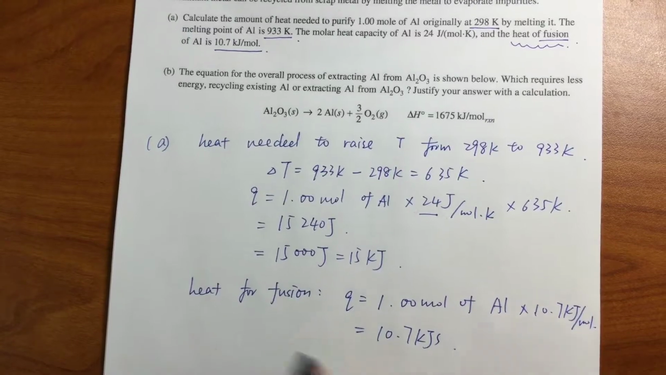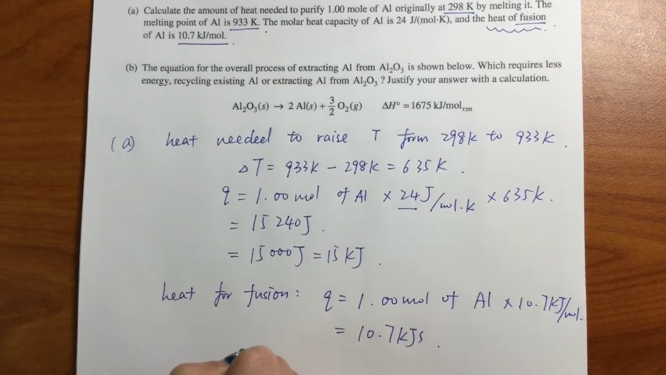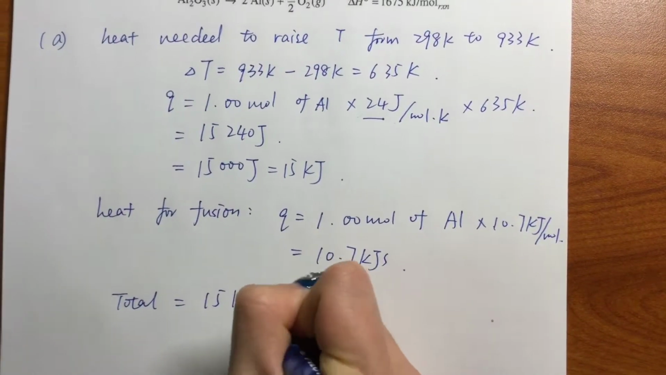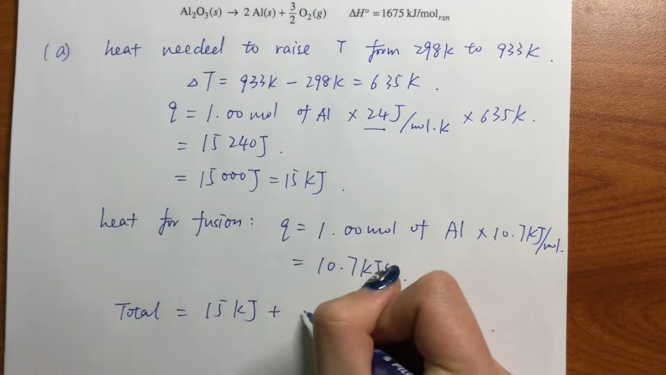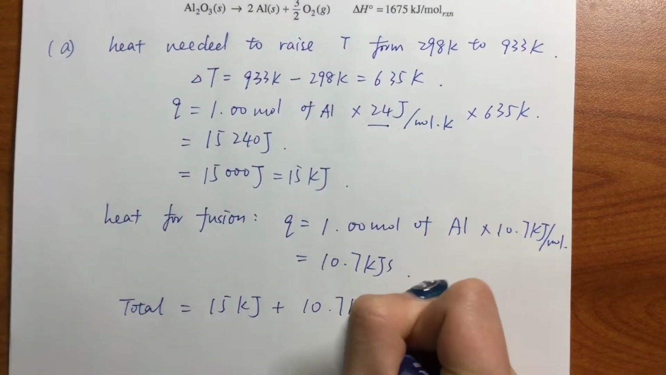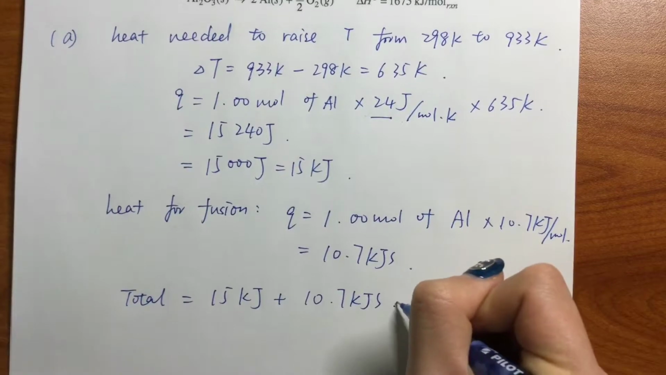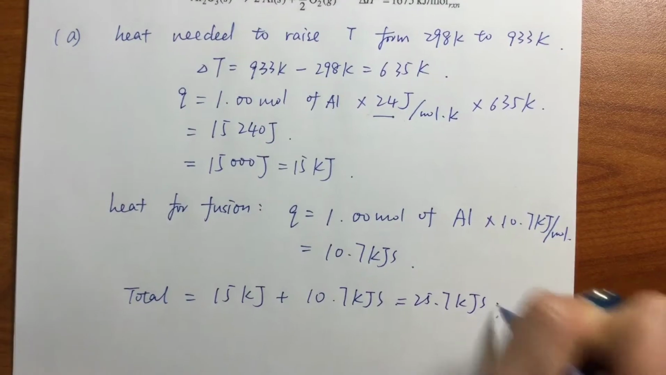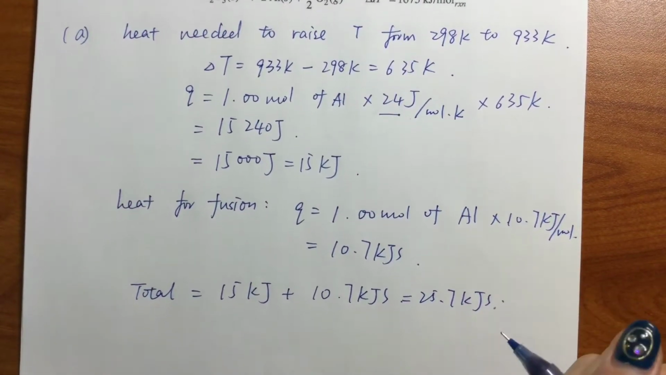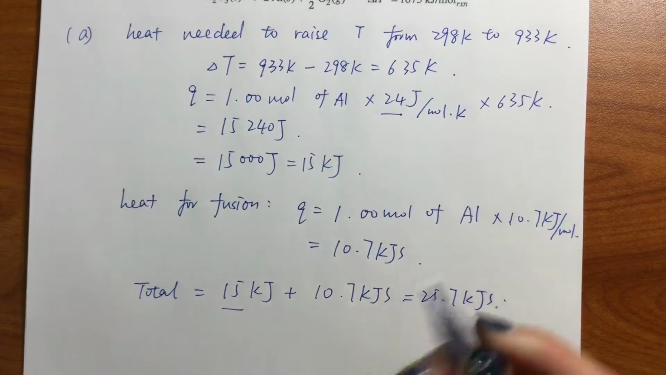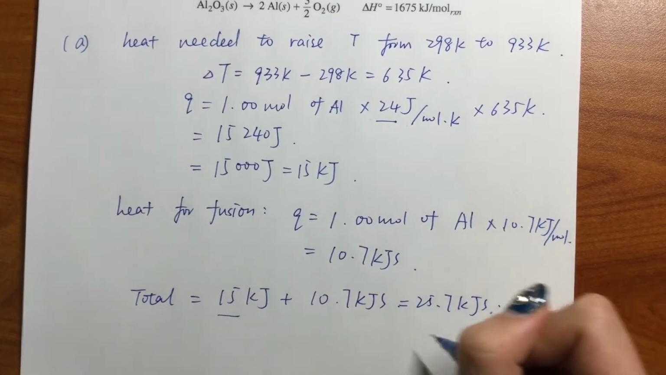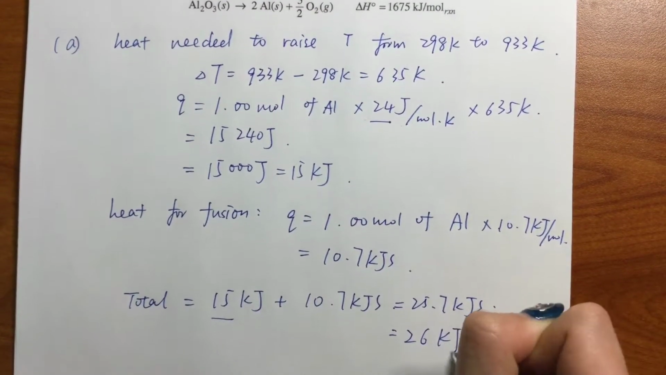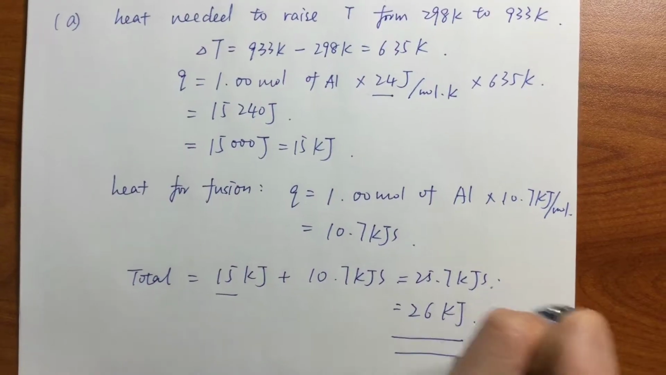So the total heat equals 15 kilojoules plus 10.7 kilojoules, which is 25.7 kilojoules. So we need to have two significant figures, so it is equal to 26 kilojoules. So that's the final answer.